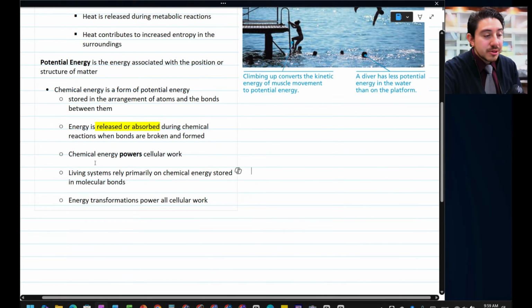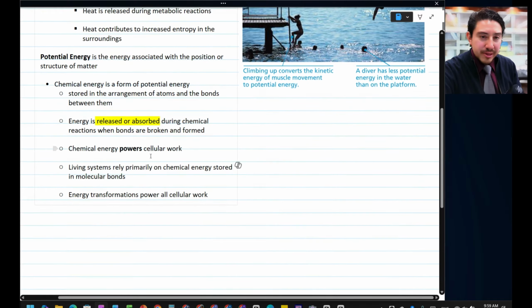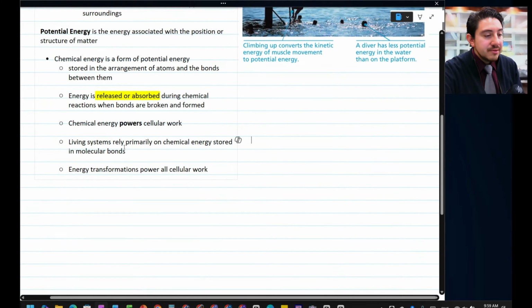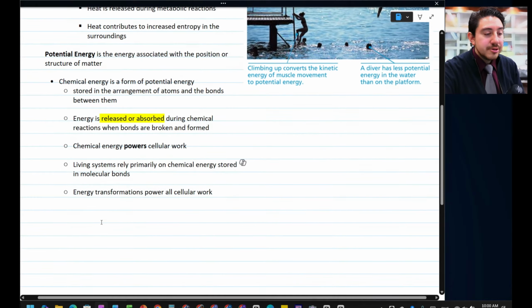Okay, but always keep in mind that association that chemical bonds can carry energy. So chemical energy powers cellular work. We're going to see this with the form of ATP in a bit. So for now, just understand that. Have that in the back of your mind. Chemical energy powers cellular work. Living systems rely primarily on chemical energy stored in molecular bonds, mainly ATP.